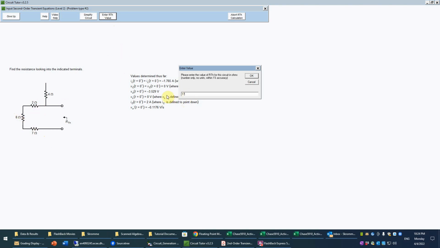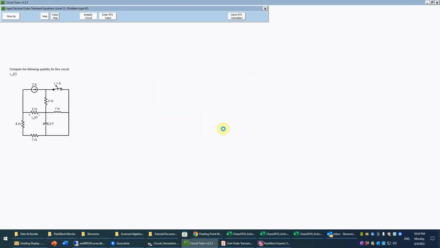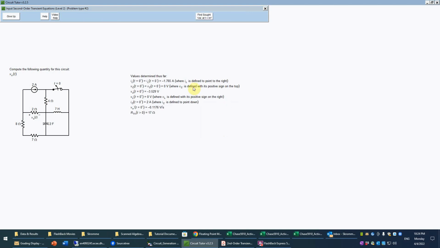So you don't have to use the circuit editor here if you don't want to. And that's correct. And again, the 4 ohm didn't play any role there because it was dangling. Okay, so it's just putting our progress.